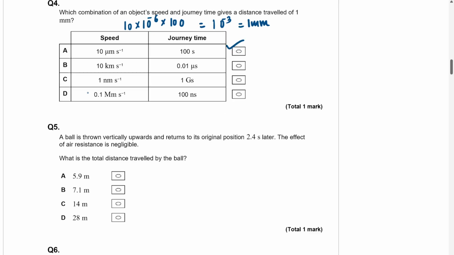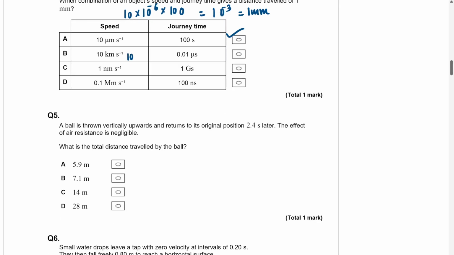Or you can just, kilo, you convert it by times 1000. Micro is 0.01 times 10 to the power minus 6. You times them. Nano is 10 to the power minus 9. Giga is 10 to the power 12 times. Million is 0.1 times 10 to the power 6. And nano is 100 times 10 to the power minus 9. Yeah, giga is 10 to the power 9.